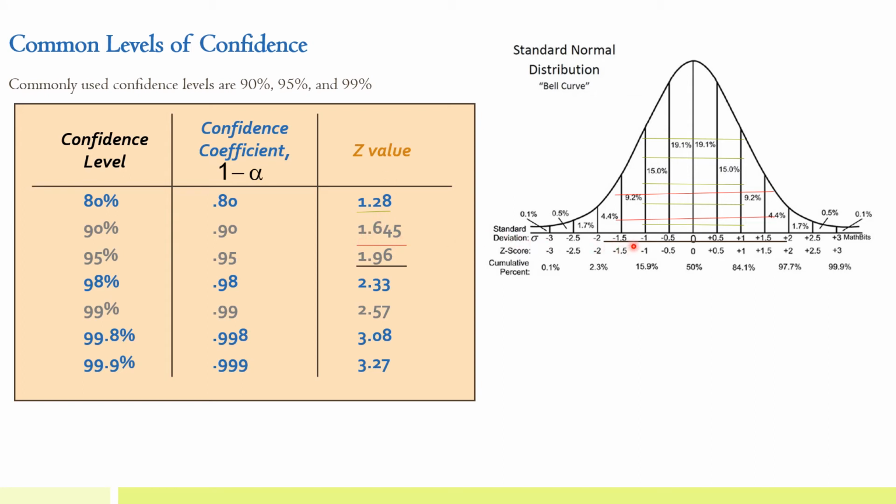If it is 90%, then the z value is 1.645, so it will be somewhere here. Then 95% means the z value is 1.96. That means it's almost near to 2. That is this. We already described this in standard deviation. Go back and check once.